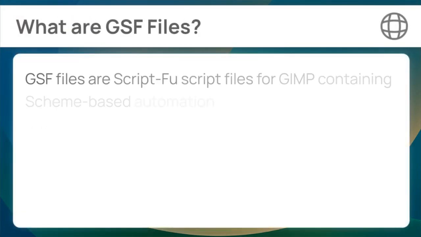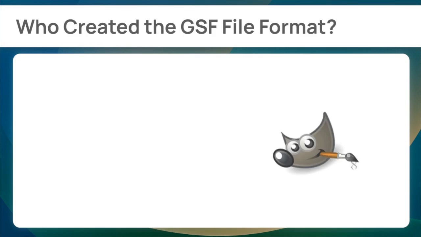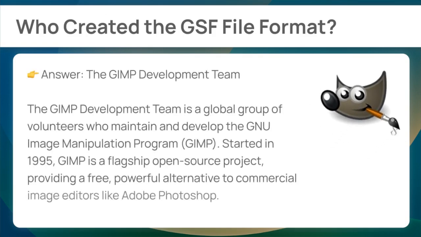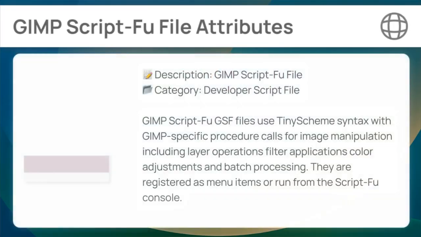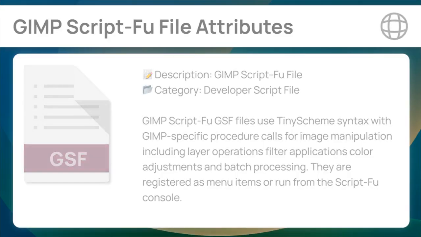GSF files are Script-Fu script files for GIMP containing scheme-based automation commands for image processing operations. They enable batch processing, custom effects, and automated workflows within GIMP's scripting environment using a TinyScheme dialect. GIMP Script-Fu GSF files use TinyScheme syntax with GIMP-specific procedure calls for image manipulation, including layer operations, filter applications, color adjustments, and batch processing. They are registered as menu items or run from the Script-Fu console.